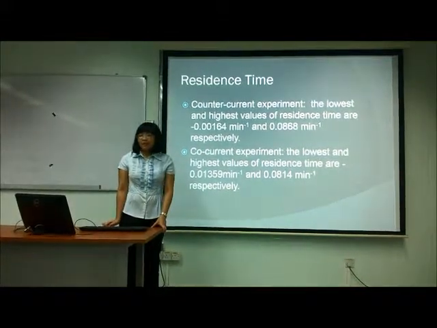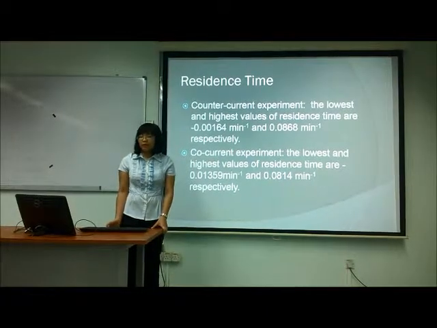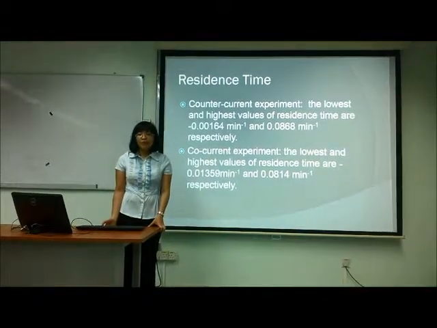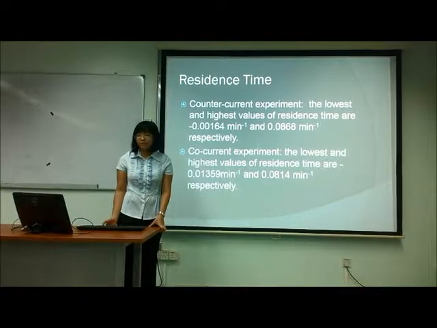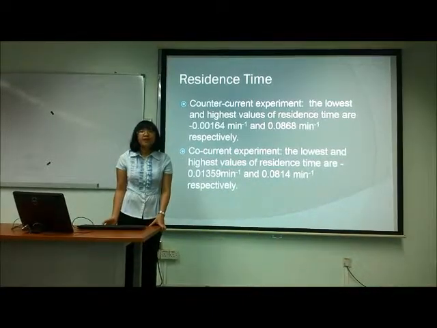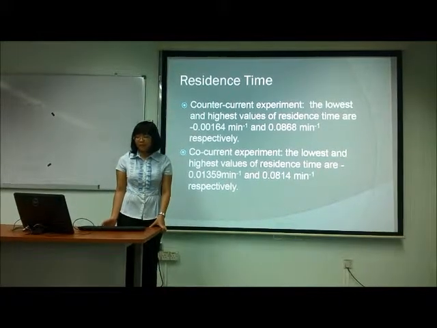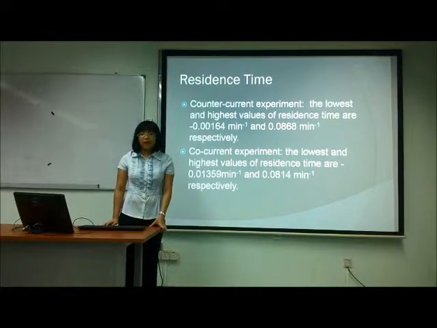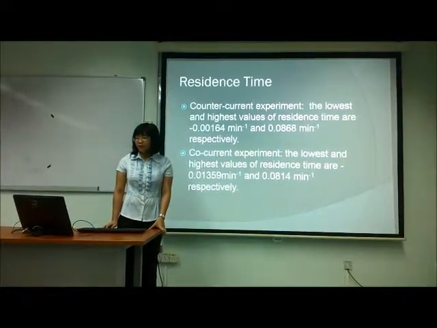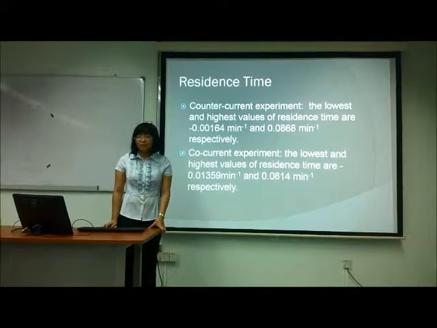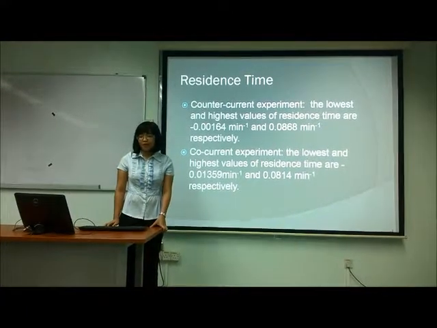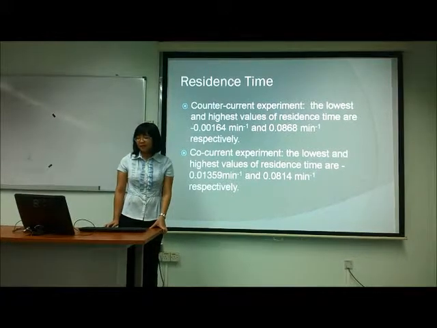As we can see, in the counter current experiment, the lowest value of residence time obtained is negative 0.00164 per minute, and the highest value is 0.0868 per minute. On the other hand, in the co-current experiment, the lowest value of residence time is negative 0.01359 per minute, and the highest value is 0.0814 per minute.